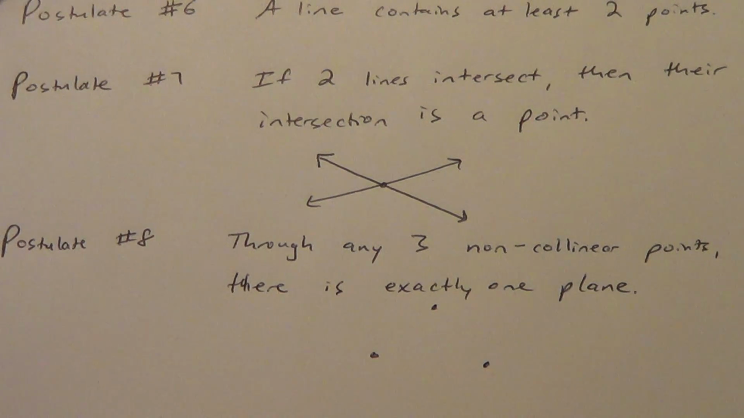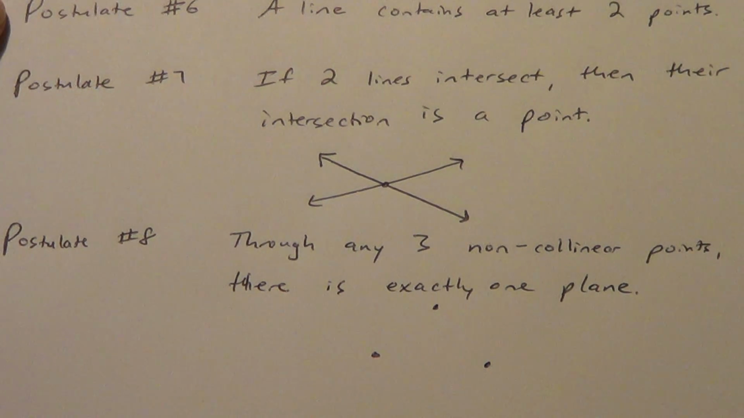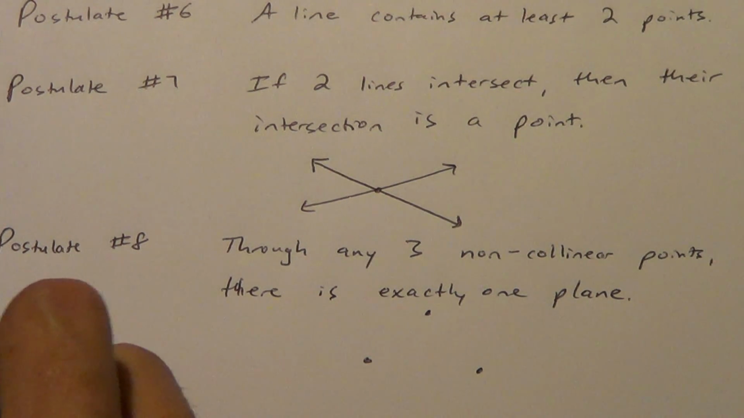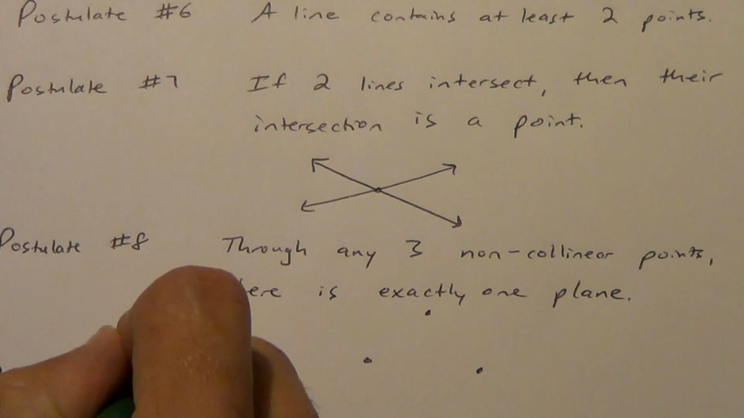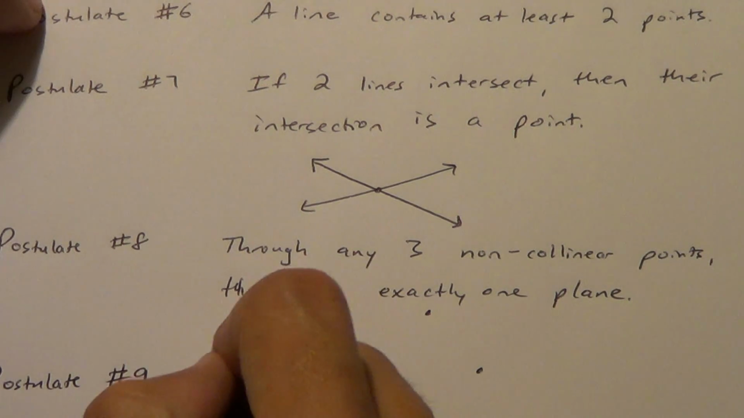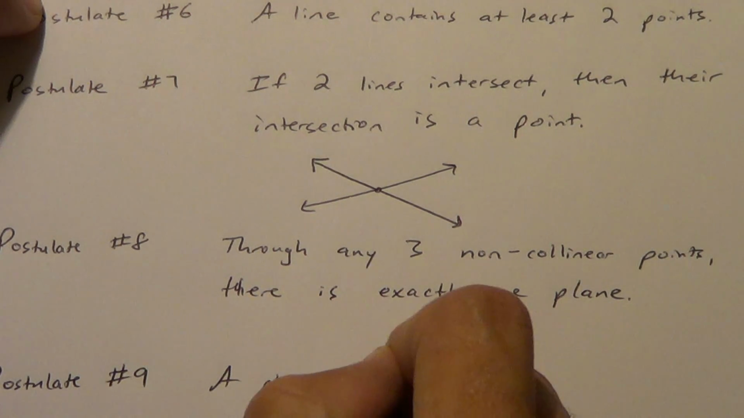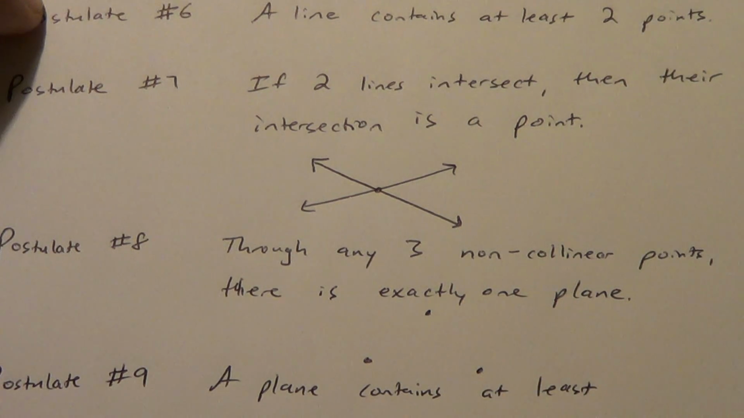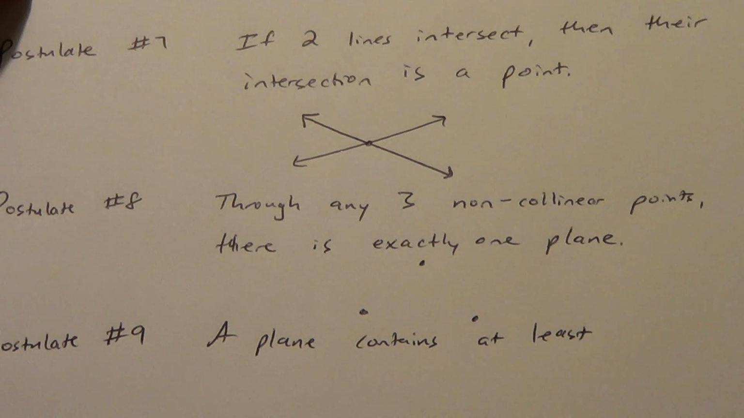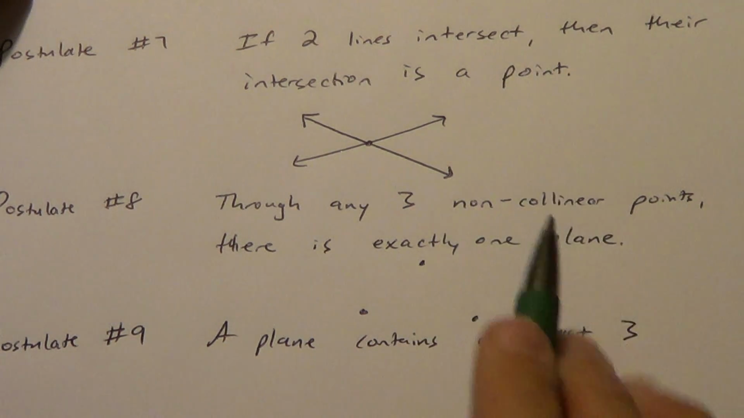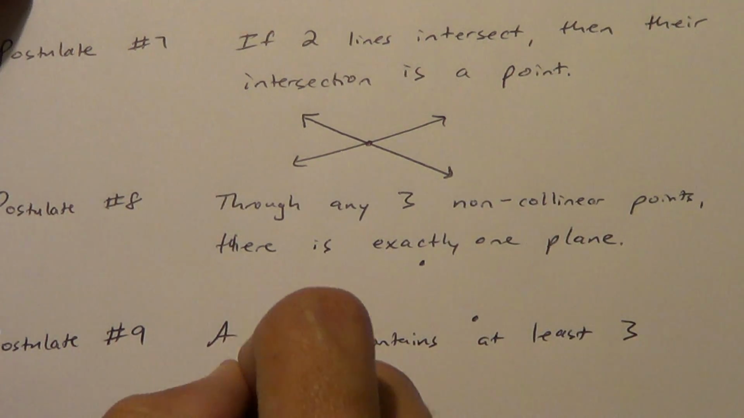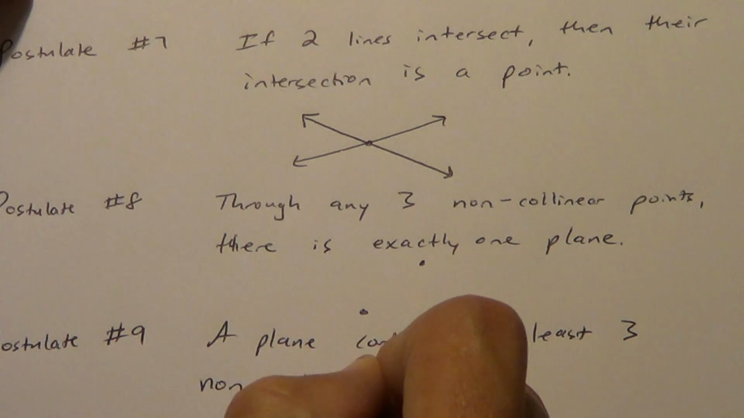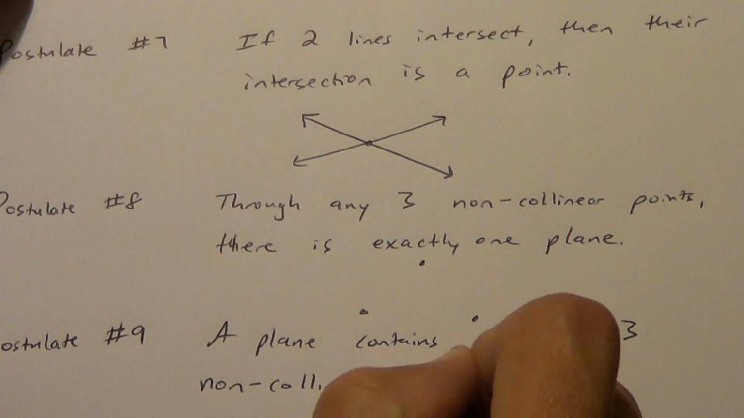Okay, postulate 9 kind of flips this around, just like postulate 6 flipped postulate 5 around. So postulate 9 says a plane contains at least how many points? Well, it's got to be at least 3. Now, it doesn't just say that though. It doesn't just say a plane contains at least 3 points, because what has to be true about those 3 points? Back up here. At least 3 non-collinear points.